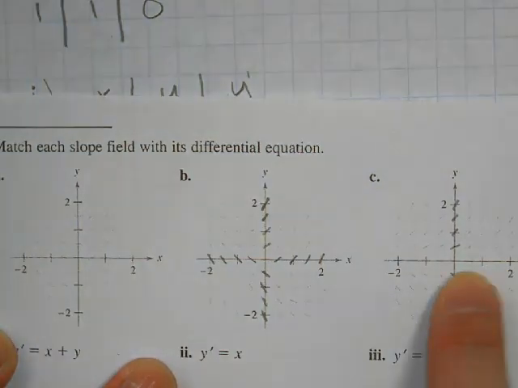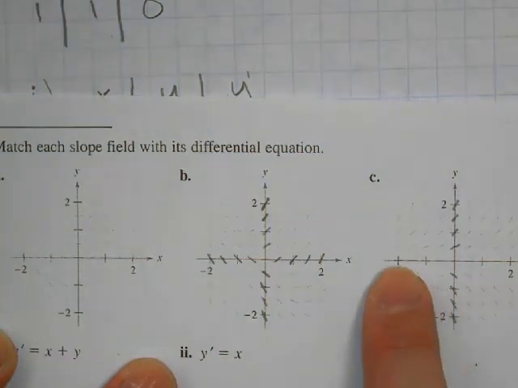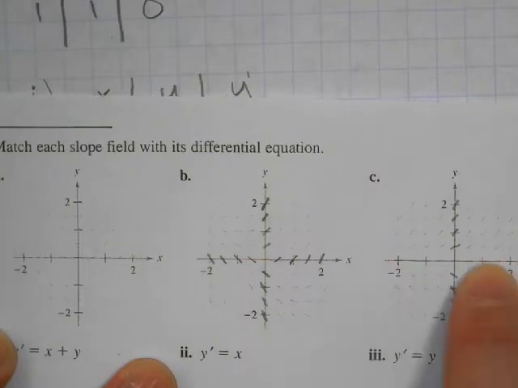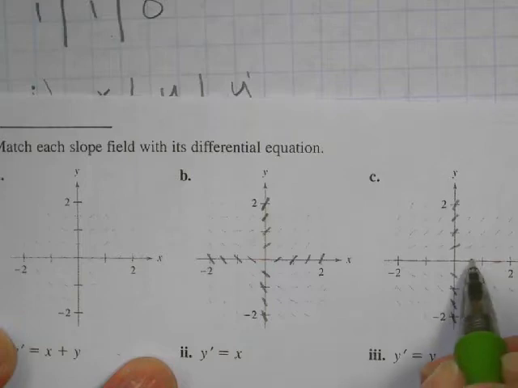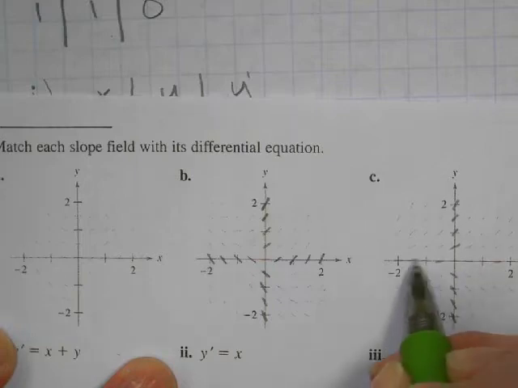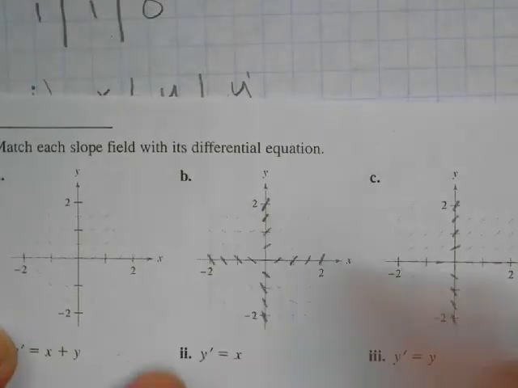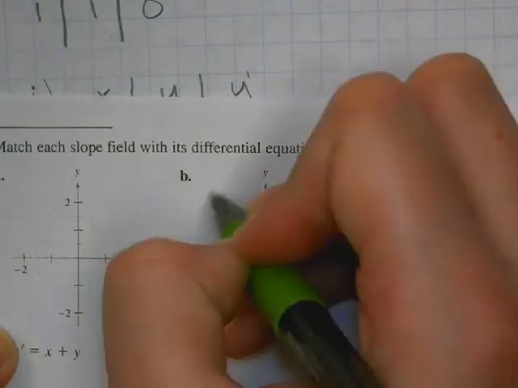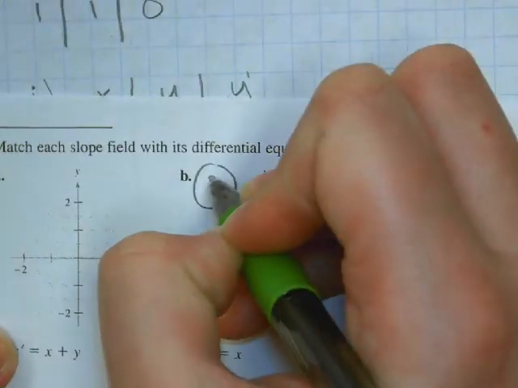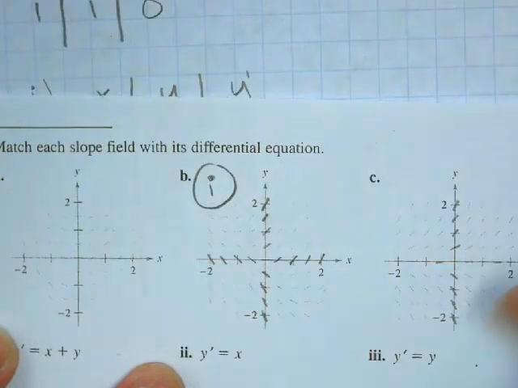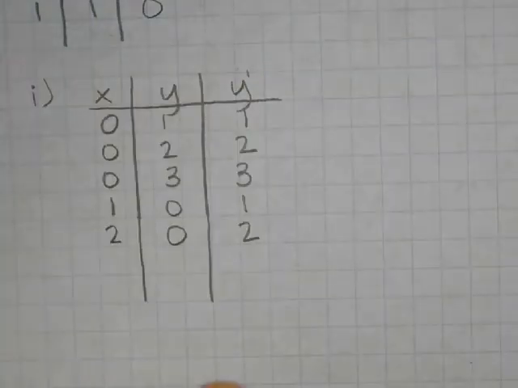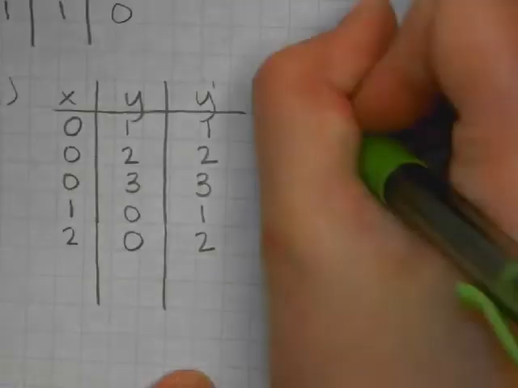If I look over here, to me it looks like all these slopes are actually 0. I don't know if you can tell, but I can see horizontal dashed lines there. So B matches up with I. All right, let's go ahead and look at double I.